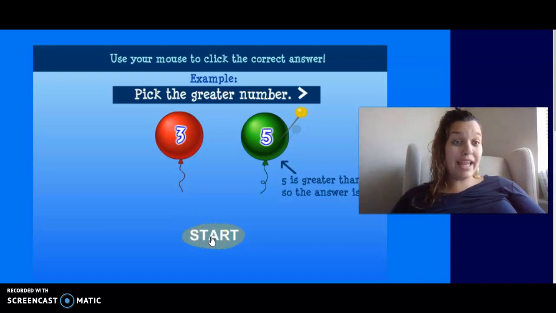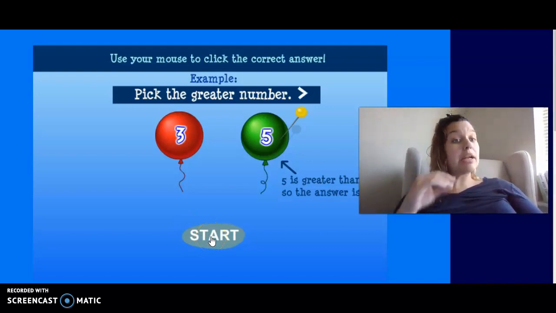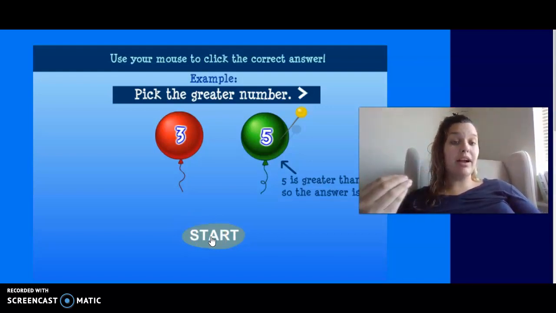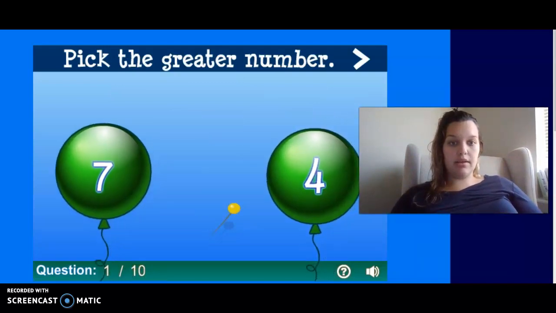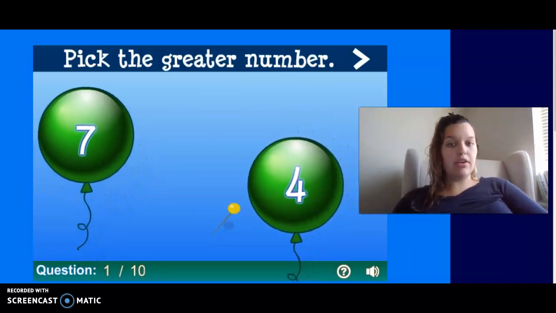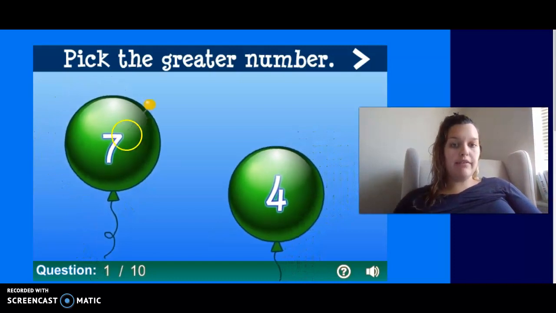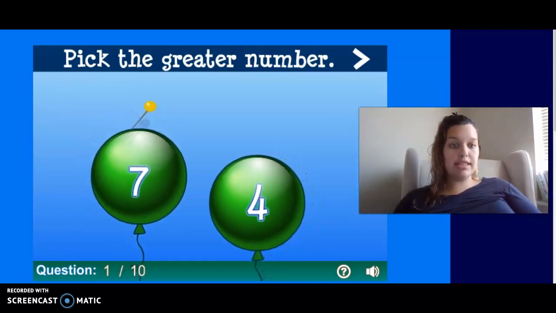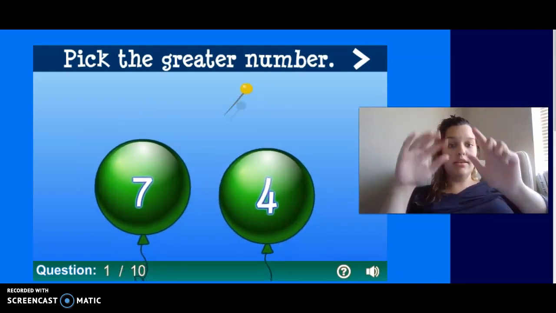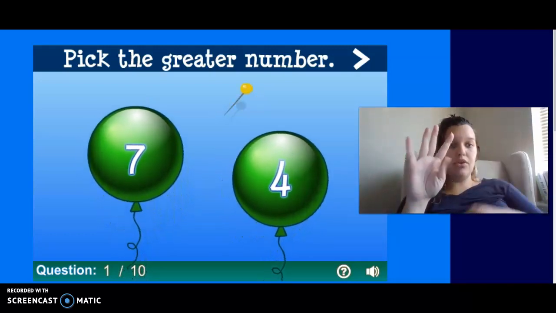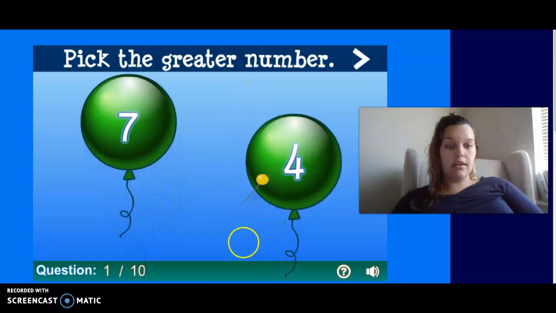Okay, so for today, we're going to play a little game. We're going to be given some numbers, and we have to figure out which one is greater or which one's bigger. Okay? Here we go. So we have to pick the greater number. We have this number here, which is 7, and this number here, which is 4. So we have 7, or we have 4.